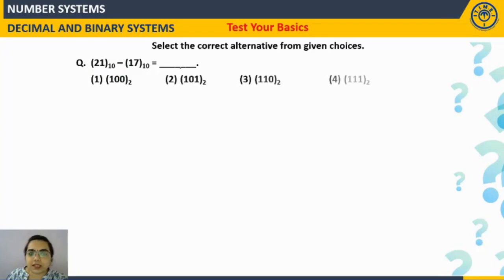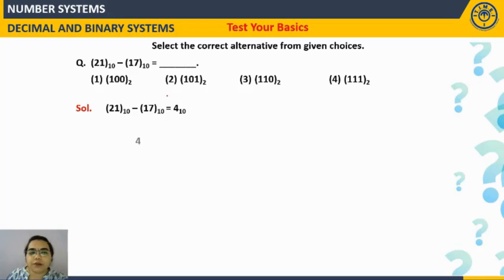21 to the base 10 minus 17 to the base 10 equal to dash. The options are 100 to the base 2, 101 to the base 2, 110 to the base 2, 111 to the base 2. Okay, what is given here? We have the difference of two decimal numbers, and you need to convert it into binary. So 21 minus 17 is 4. So that 4 needs to be converted into binary.